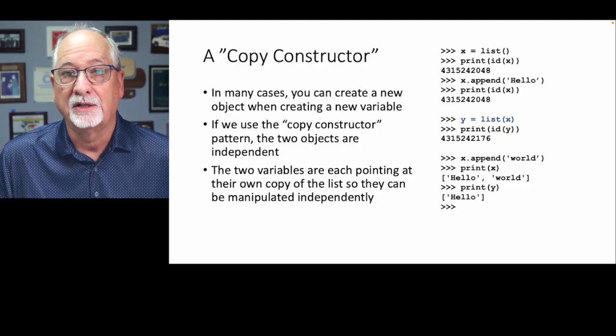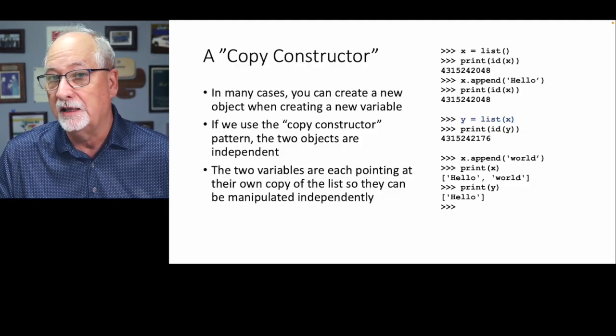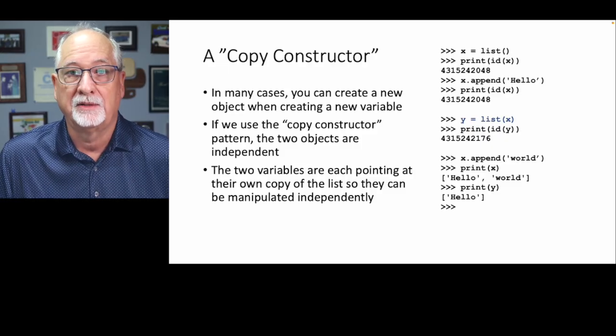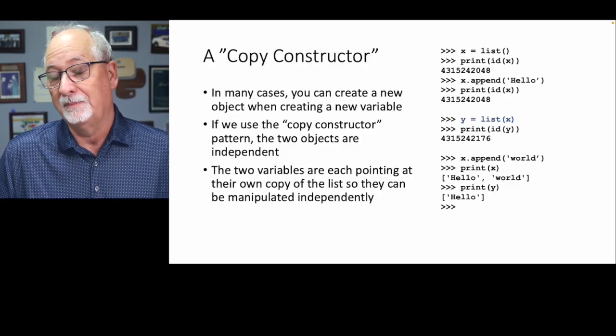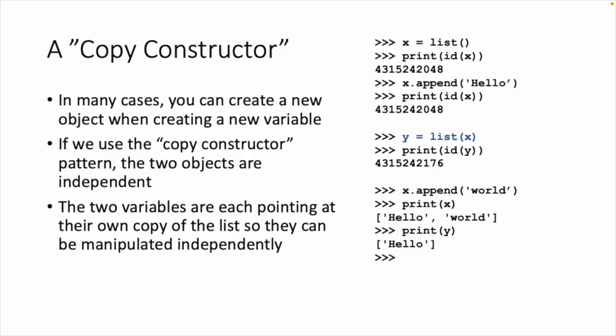Now, sometimes you actually want to make a full copy of something. You've got a list, you want an independent list. And so this is a pattern that we would call a copy constructor. There are other ways to describe this. We make a list, x equals list, print id of x, it's at a location. We append hello to it, x is in the same place. Now, instead of saying y equals x, we say y equals list paren x. List is the constructor for lists.